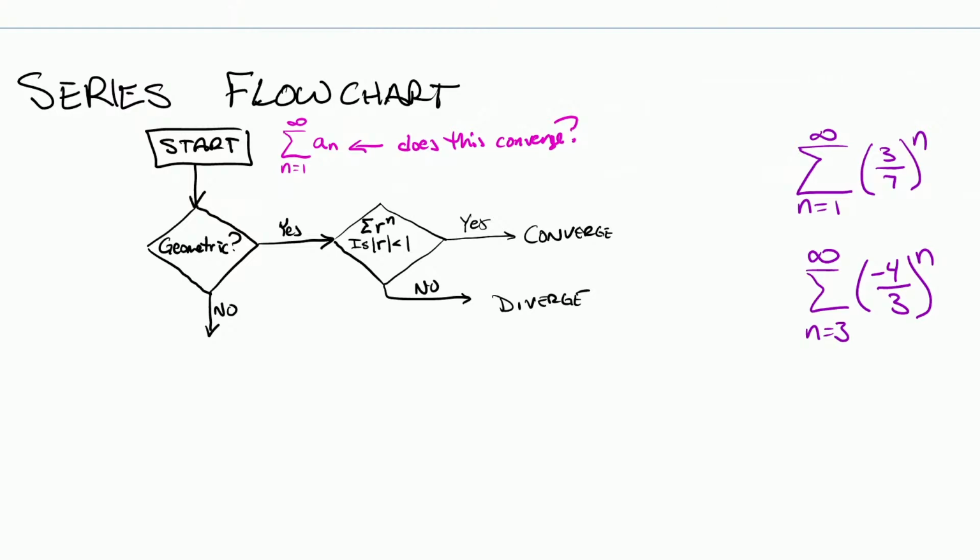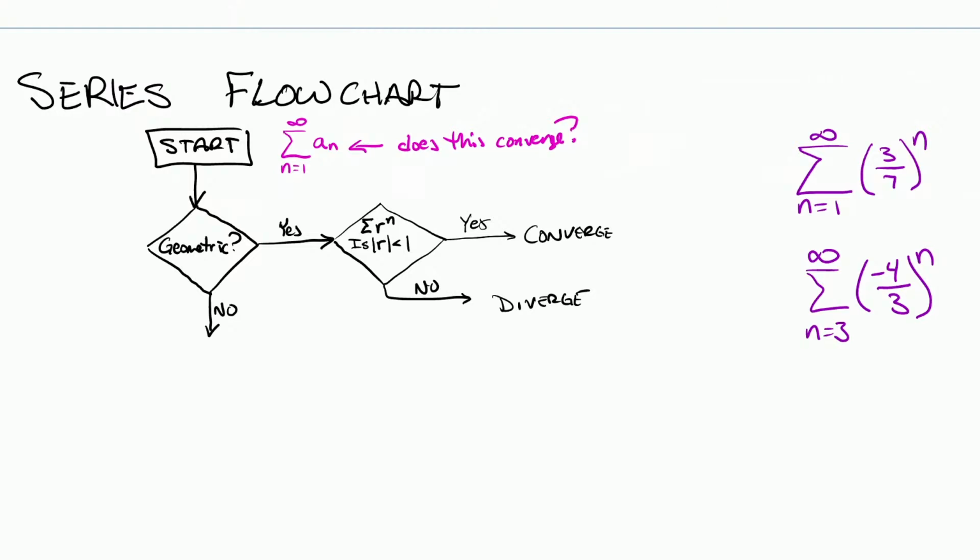Ryan, you know the first one. Does that one converge or diverge? Converges because 3/7 is between -1 and 1. Very good. So that one will converge according to that.